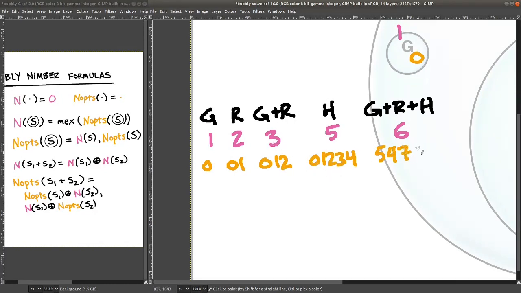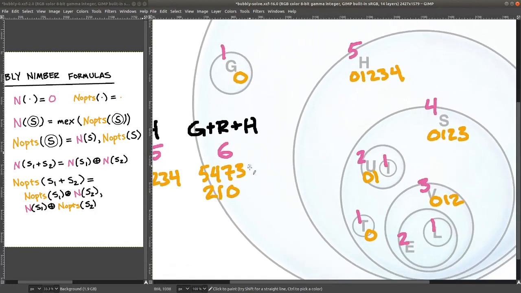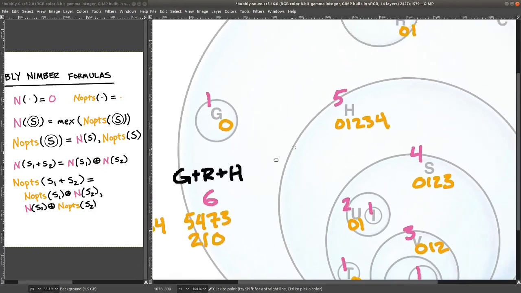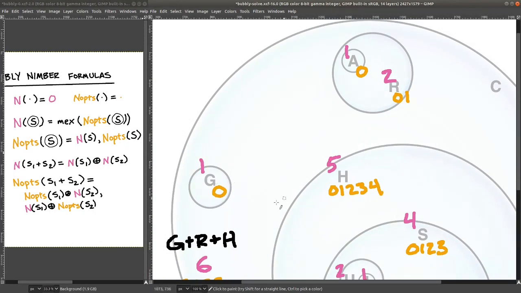3 XOR 0 is 3. 3 XOR 1 is 2. 3 XOR 2 is 1, 3 XOR 3 is 0, 3 XOR 4 is 7, we already have it. Okay, great, so 0, 1, 2, 3, 4, 5, 7, and the pink number is 6. So that's the state consisting of G, R, and H together.